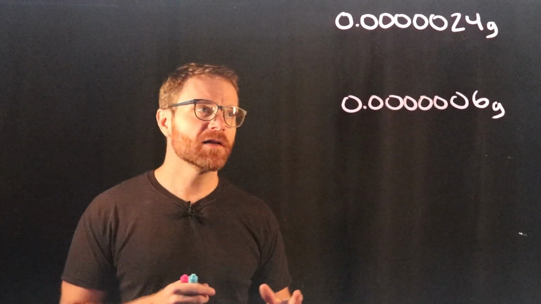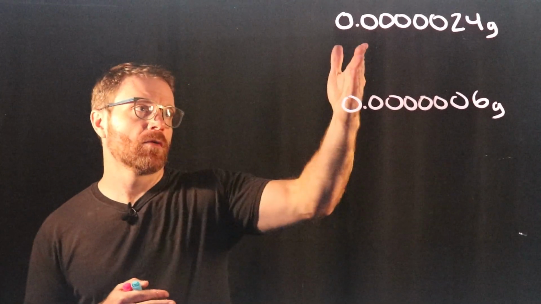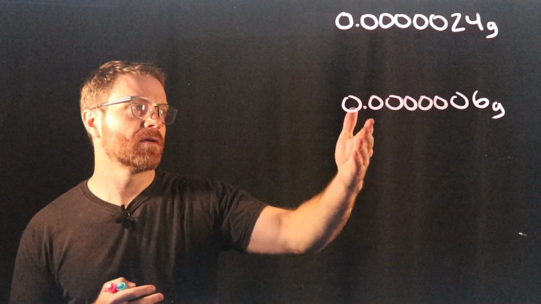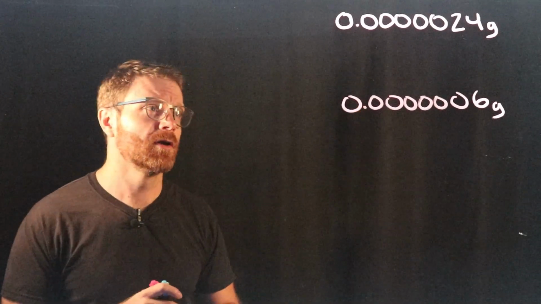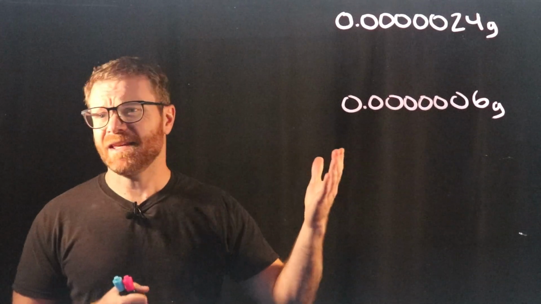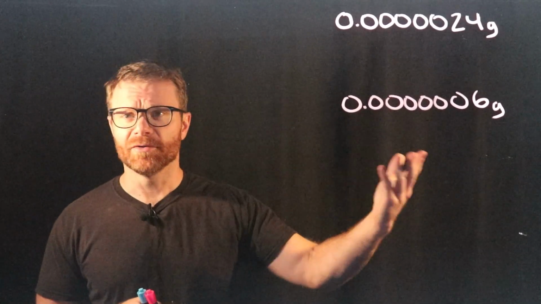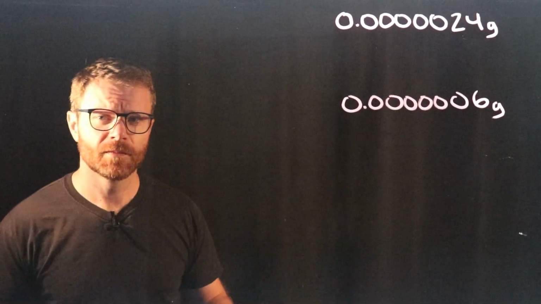All right, let's start with the problem. What's the top number compared to the bottom number? Is it bigger? Is it smaller? I don't know. At a glance, I can't really tell. I just see a bunch of zeros, and that's really confusing to me.